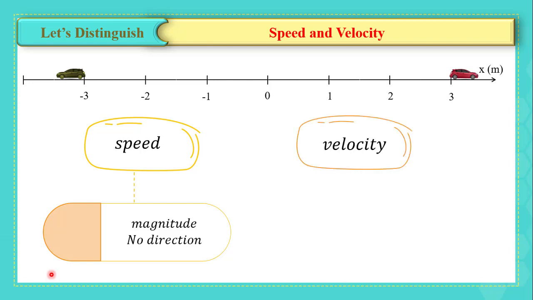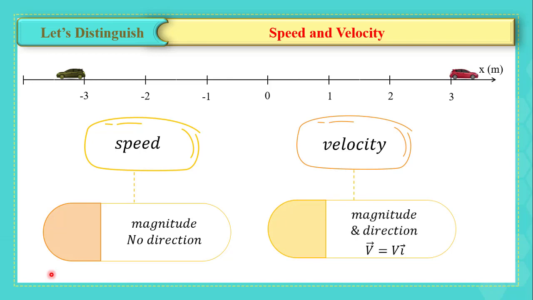So, the speed is always positive. That's why when calculating its value, we write V equal to the absolute value of delta x divided by delta t. Whereas in the case of velocity, V is the algebraic value of the velocity vector. It could be positive or negative, and its value is equal to delta x divided by delta t.